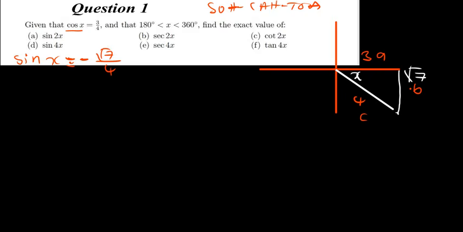Let us go ahead and find tan x. Tan is opposite over adjacent. Opposite is root 7. Adjacent is 3. Tan in the fourth quadrant is negative, so include it like that. When you do that, now you can go ahead and solve the questions. Let's start with the first one.